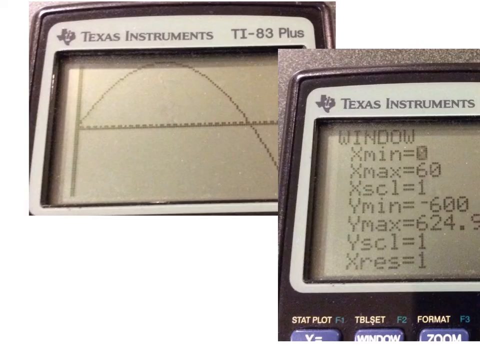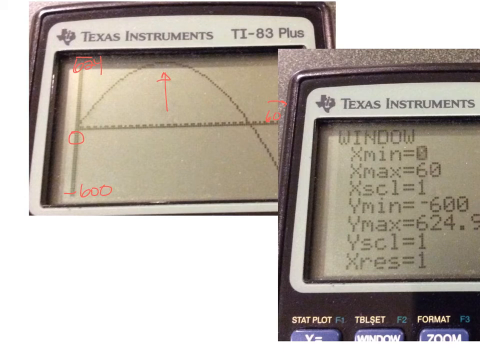So for this graph that we see here with our maximum visible, the window, the x min, is 0, and the x max, over to the right here, would be 60 over behind there. And the y min is minus 600, and the y max is 624. So that's what I'm looking for you to put on the diagram in the packet.